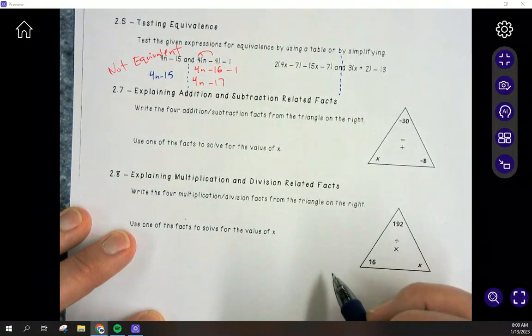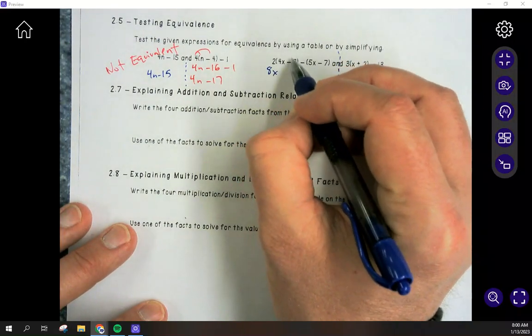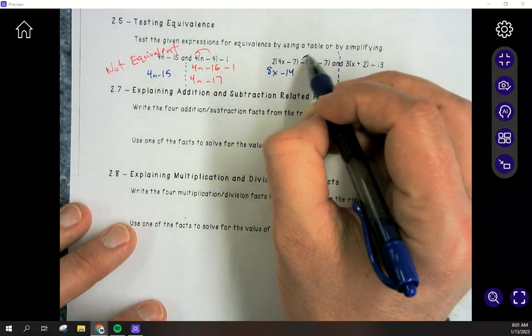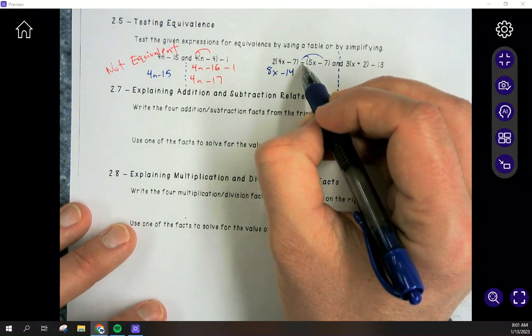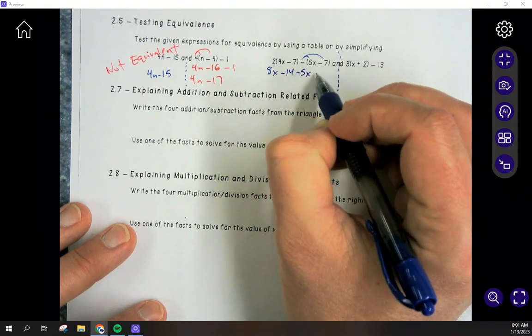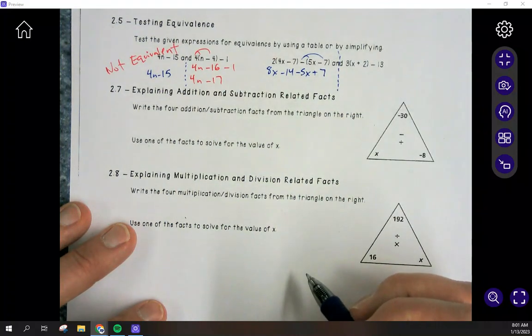Then we'll do the same thing on the other side. So 2 times 4x is 8x. Here, that's negative 14. A lot of mistakes are made when we distribute a negative, so be careful. This is like a negative 1 times 5, which is negative 5x. A negative times a negative is a positive, which I write as plus 7.